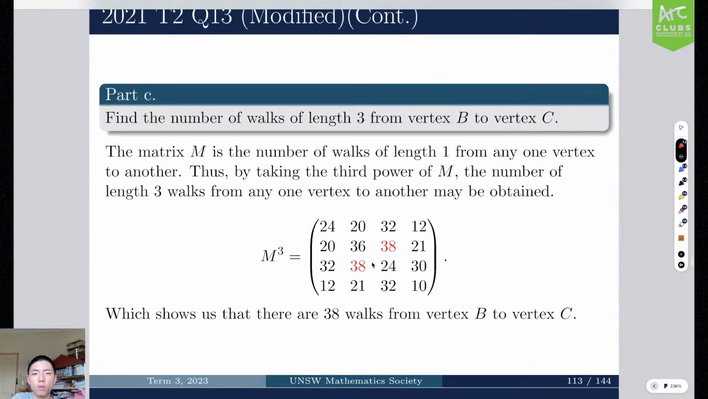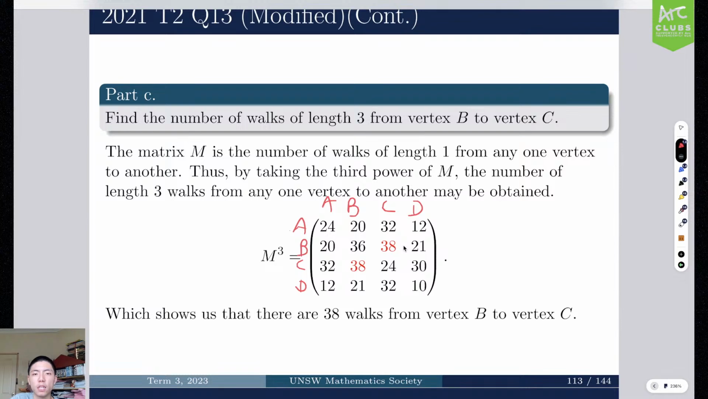So as I said before, we take M. M is the number of walks of length 1 from any vertex to another. So if we were to raise this to the power of 3, then it gives us the number of walks from one point to another point with length of 3.